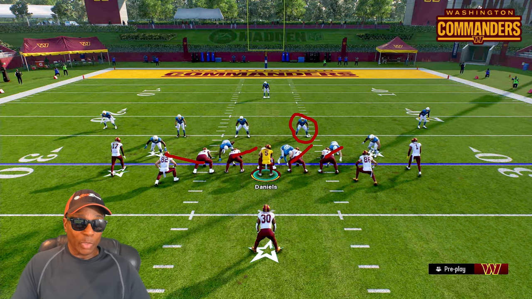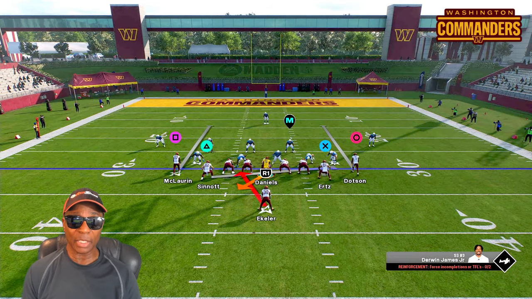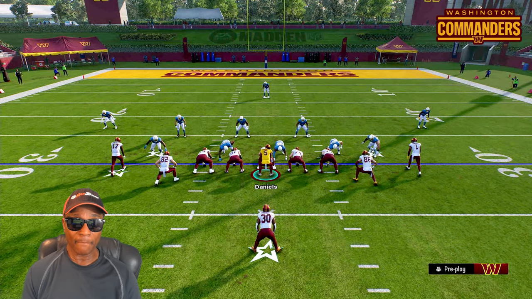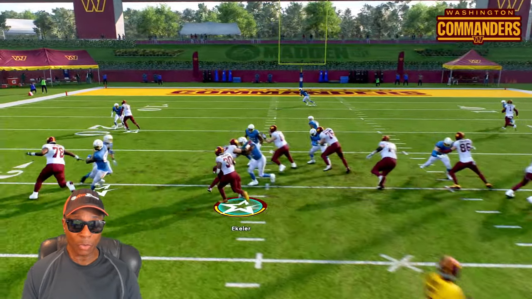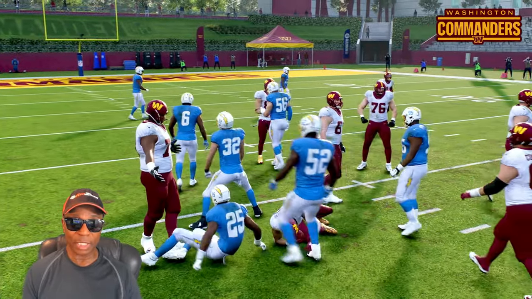So what we're gonna do, we're gonna see what the blocking scheme looks like. Once you identify the mic, it should work. Okay, again, he's on the right side. Here we go. You gotta choose your hole though. All right, let's take a look at it, guys.